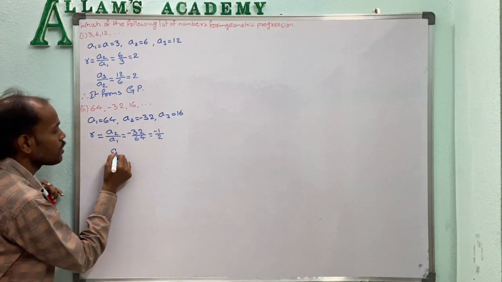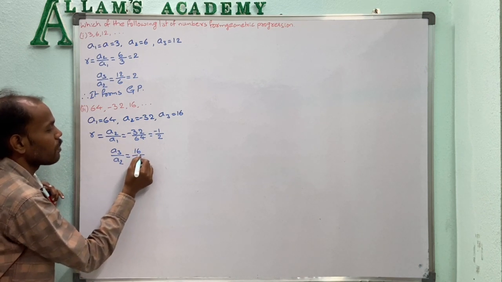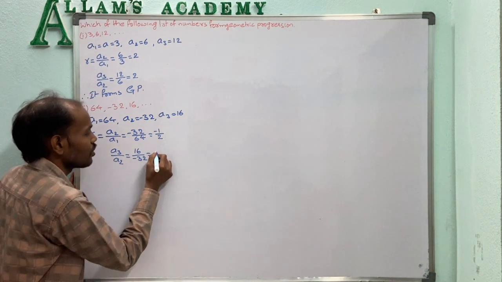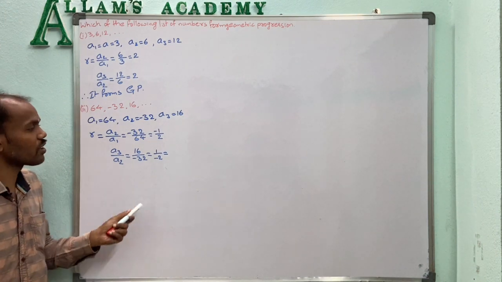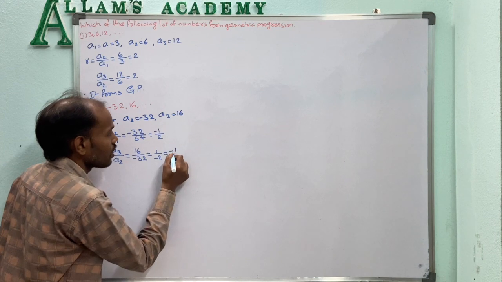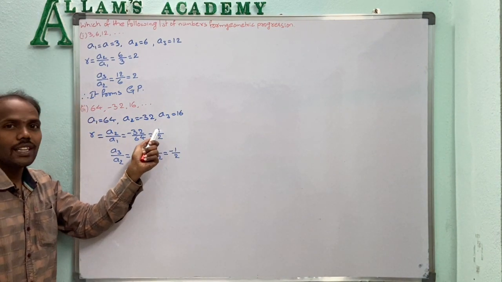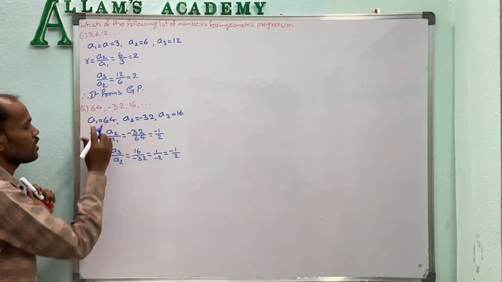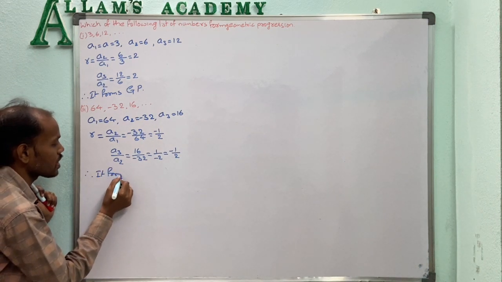And the third term by second term, a3 by a2, is equal to 16 by minus 32. So 16 ones are 16, 16 twos are 32. So 1 by minus 2. Here, if the denominator has a negative sign, we put it in the numerator only, which means it is nothing but minus 1 by 2. Now if we observe, both common ratios are the same, which means the given information forms a geometric progression.